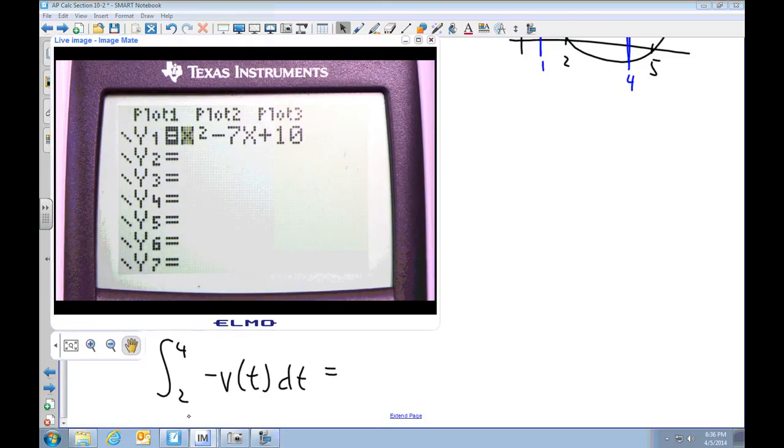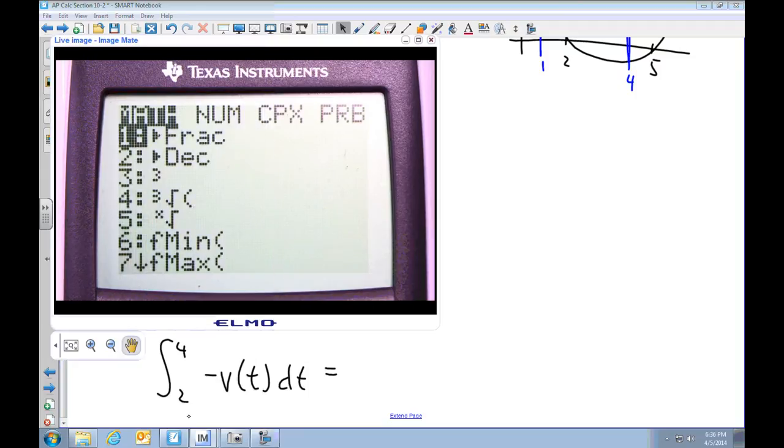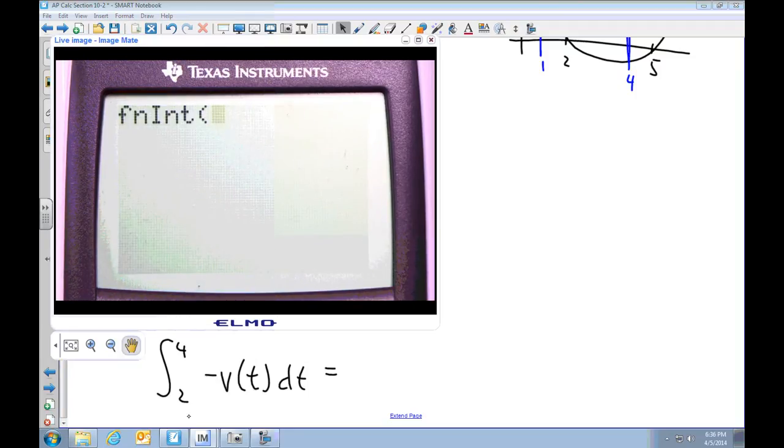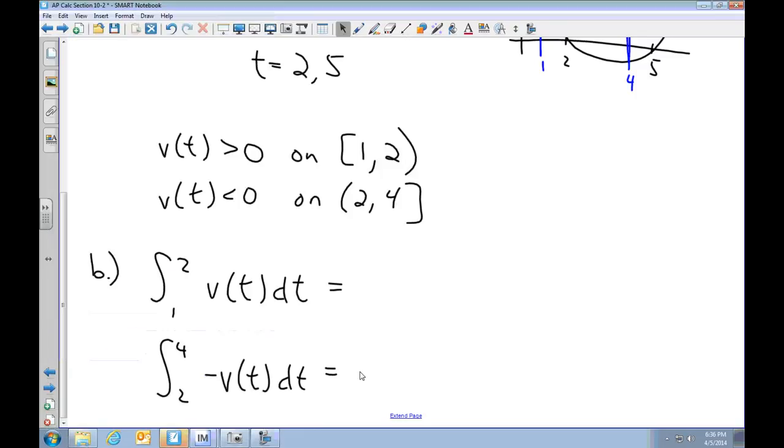And actually I put in y1 as my function there already. So let's just use numerical integration. And we're going to integrate y1. Our variable is x, and we're going to integrate from 1 to 2. And we get 1.83 repeating for this first one. 1.833, or that's actually 1 and 5/6.